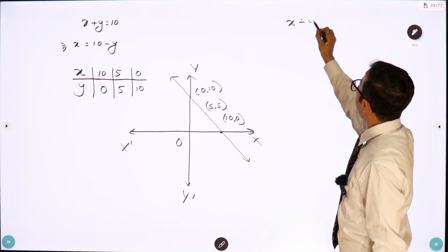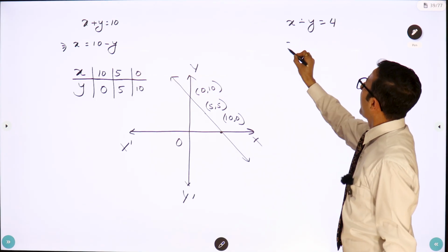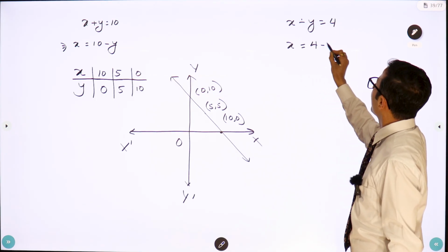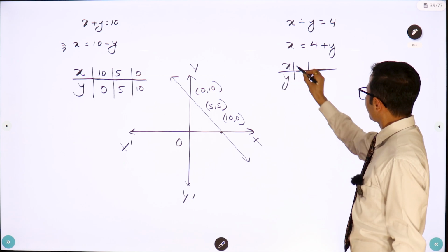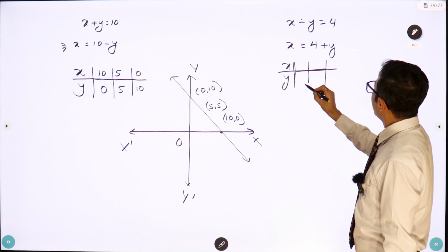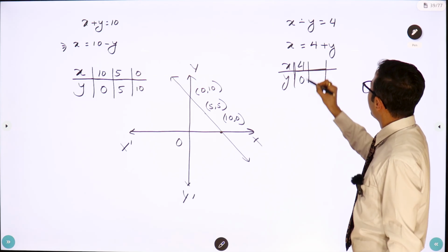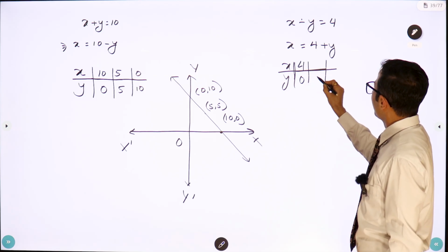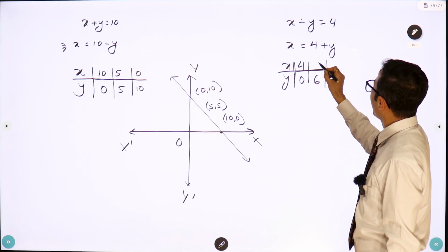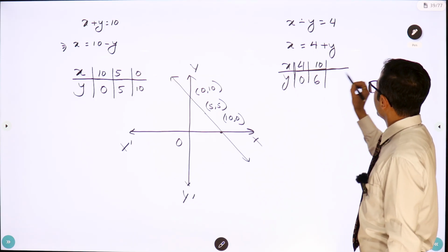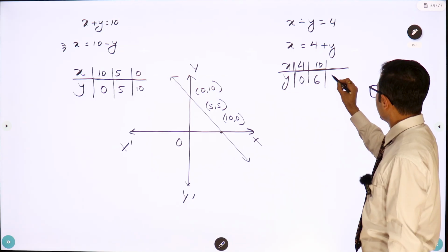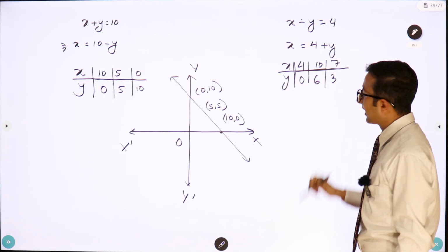Now we have seen one equation represented graphically, x plus y is equal to 10. Another is x minus y is equal to 4. Keep x on one side, so we will have x equals 4 plus y. So we will find the values of x and y here. If you put y as 0, x will be 4. If the value of y is 6, you will get x as 6 plus 4, 10. If we put y as 3, 4 plus 3 is 7. So these are the points.